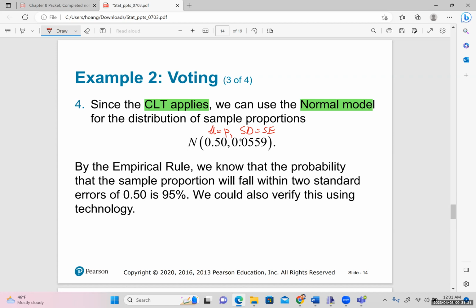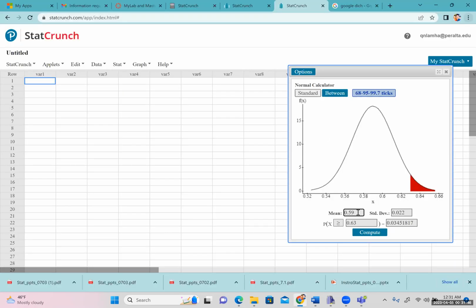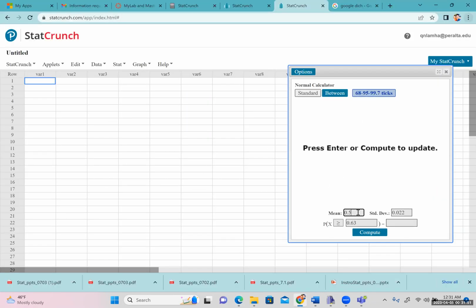And if you use the empirical rule, you can add and subtract two standard errors around 0.5, and it's going to be 95% of the samples. And if you like, you can also use technology to verify this. Let me show you. So the mean is 0.5, and the standard error is 0.0559, right?